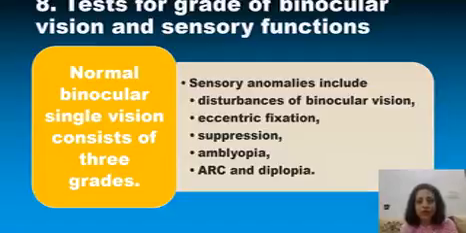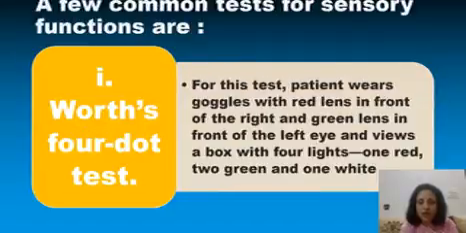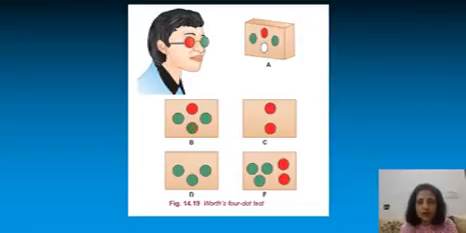Testing for the grades of binocular vision. Normal binocular vision has 3 grades, then there are the sensory anomalies and eccentric fixation. A few common tests: the Worth 4 dot test is performed. Now this is the Worth 4 dot test.